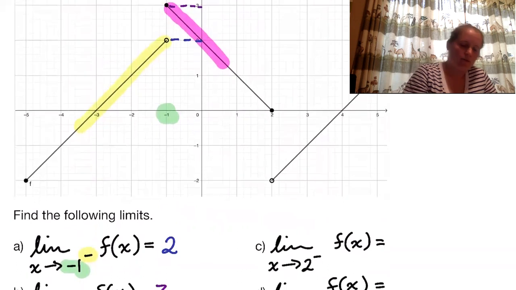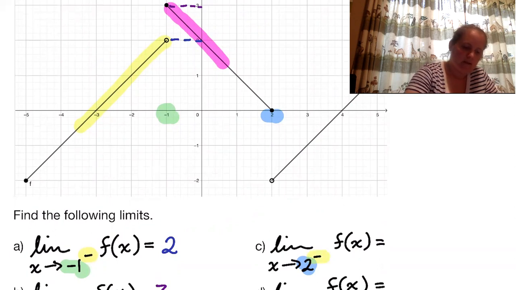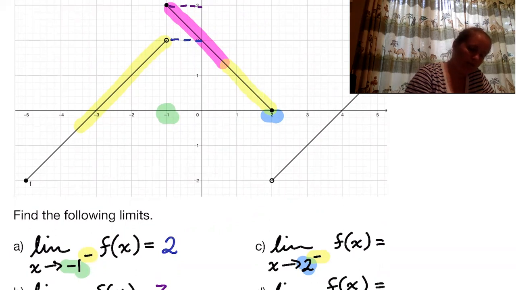So now let's go at, we're going to 2. So coming to 2, here's our 2. The first one, we're looking from the left side. So coming from the left side of the number line, tracing the graph, it looks like the y value we are approaching is 0.